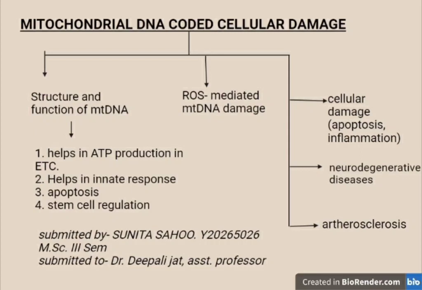Consequences of mitochondrial DNA damage are: first, oxidative damage to mitochondrial proteins and membranes. Second, defective steps involved in the Krebs cycle, fatty acid oxidation, urea cycle, and also amino acid metabolism. Third, the increased release of cytochrome c that leads to activation of the apoptosis cascade. Fourth, neurodegenerative diseases such as Parkinson's disease. Fifth, defects in innate immune response and atherosclerosis. And finally, it leads to cell death, inflammation, and defects in metabolic processes.